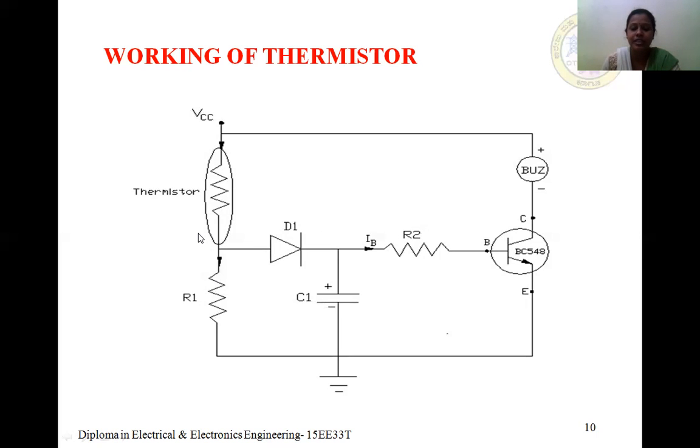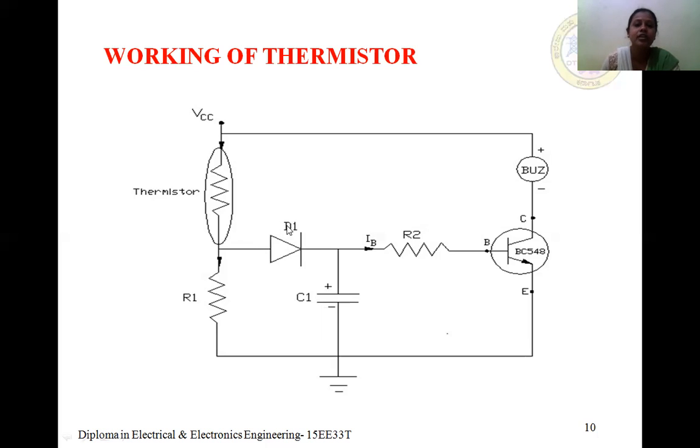When the temperature is high, the resistance of the thermistor gets decreased. So the voltage drop across the resistor R1 increases. When this voltage drop increases, it turns the transistor on. So this transistor is on. This makes the current flow through the buzzer, which gives an alarm in the buzzer.